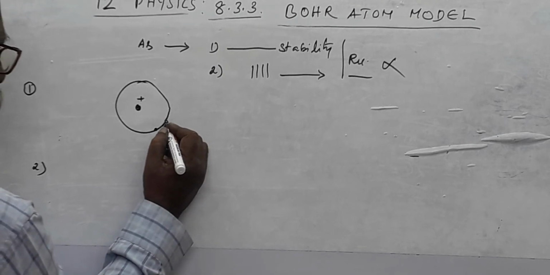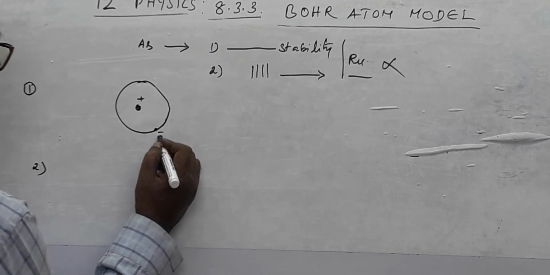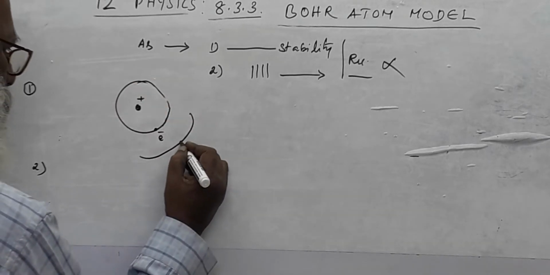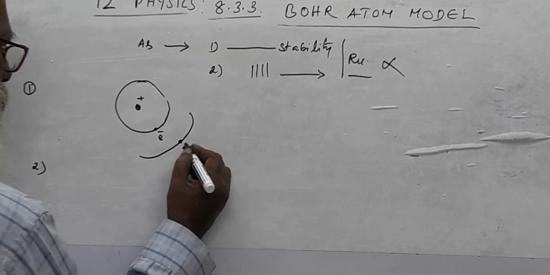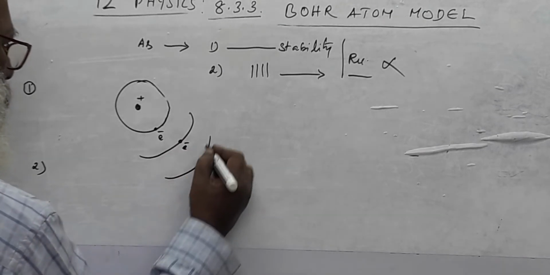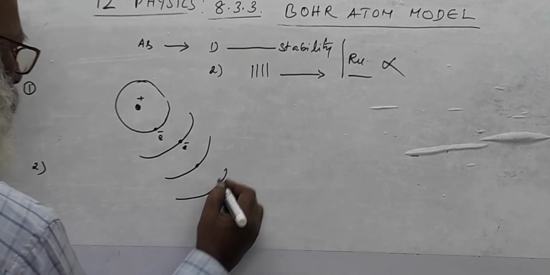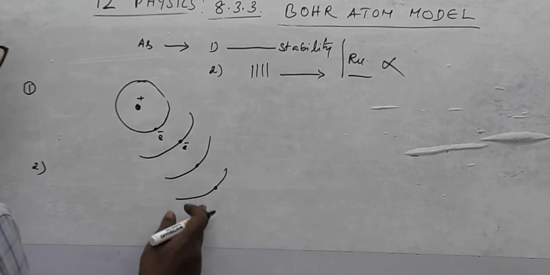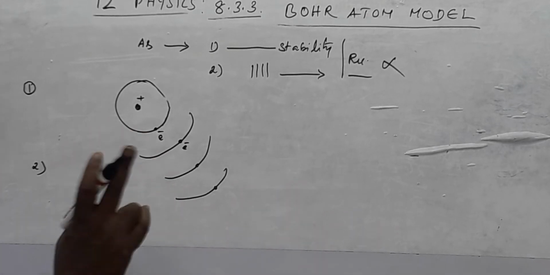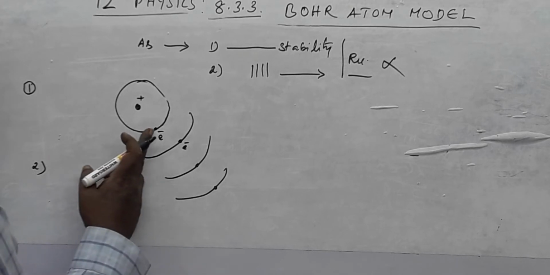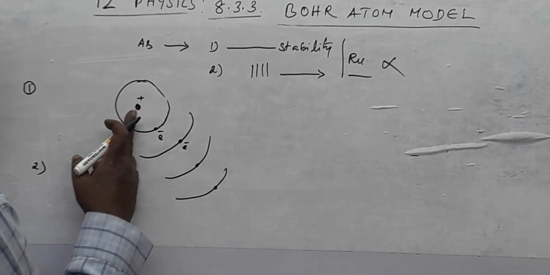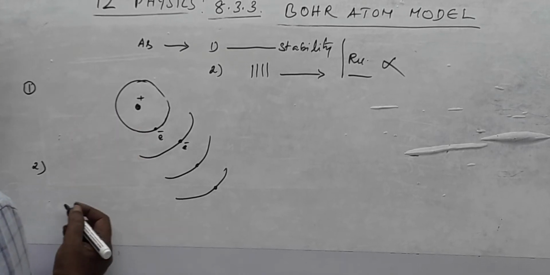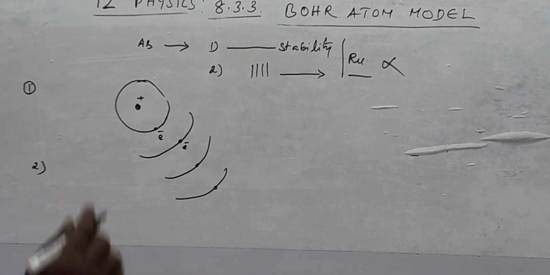Suppose you consider the first orbit, there may be an electron revolving in that path itself. And if you consider another orbit, there may be an electron in the second orbit. If you consider the third orbit, likewise you have to consider whatever the orbit may be. These are all non-radiating orbits. That's very important, underline the word. These electrons are revolving around the nucleus in non-radiating orbits.